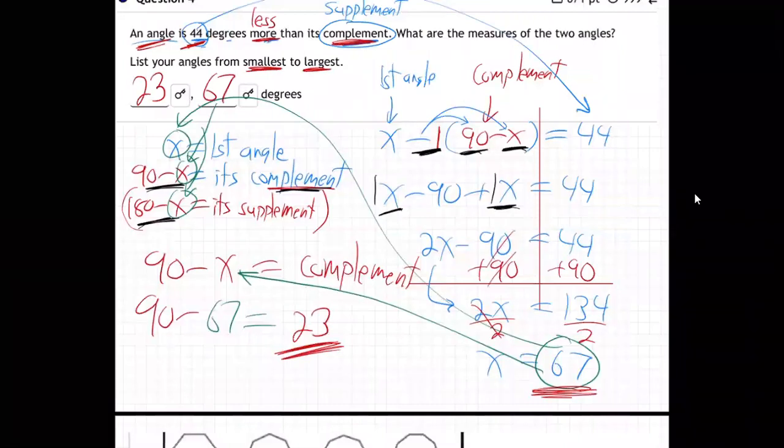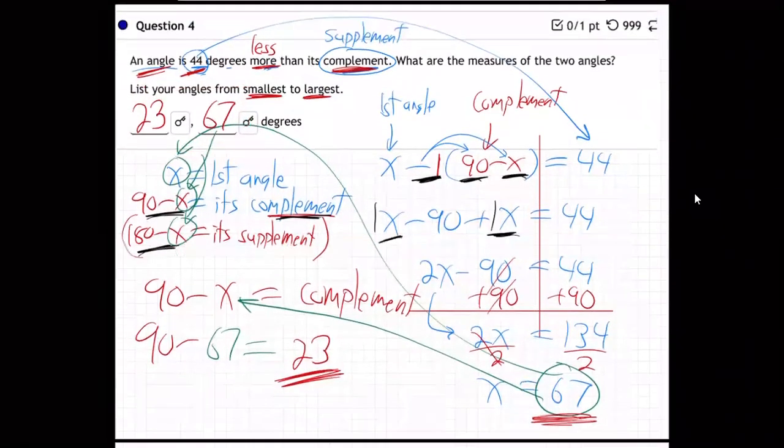There are the two answers. It's interesting to note that they really do work, don't they? If you add these two angles up, they add up to 90. They really are complementary. And if you subtract them, the difference is 44, which is exactly what it says. An angle is 44 more than its complement. So it works out. Those really are the two angles they're speaking of. All that math leads to truth, which is one of the things I enjoy about math. It's always just going after truth.